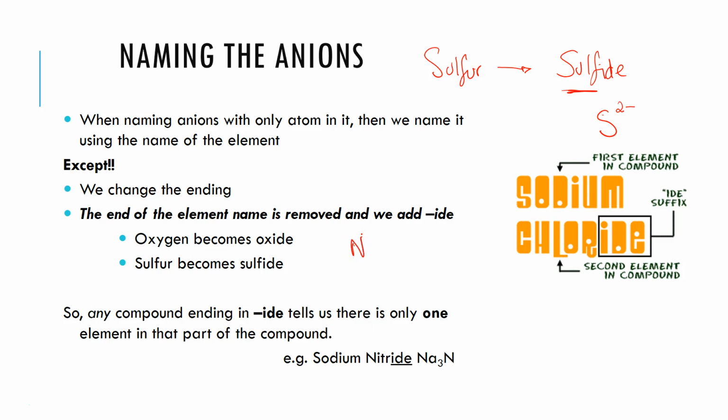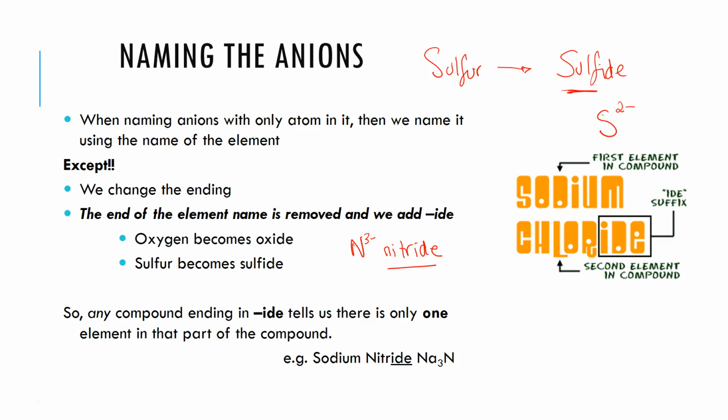Have a go and write down what you think nitrogen will be. Pause the video and then come back for the answer. Okay, so nitrogen will form a 3- ion and that we actually call nitride. It's our nitride ion.